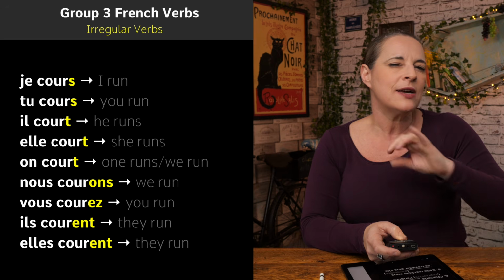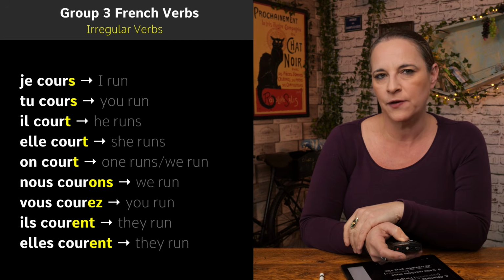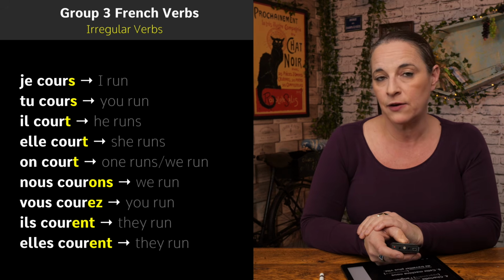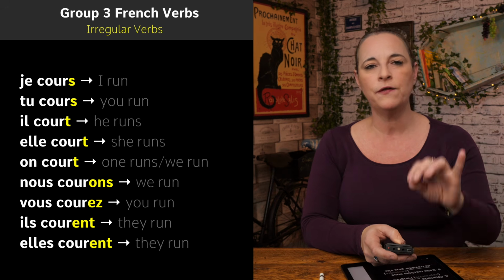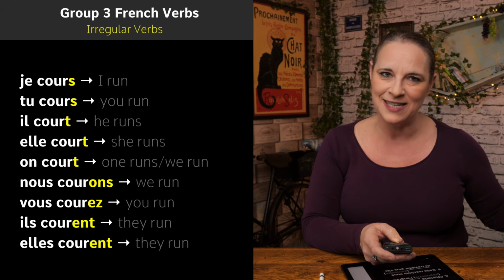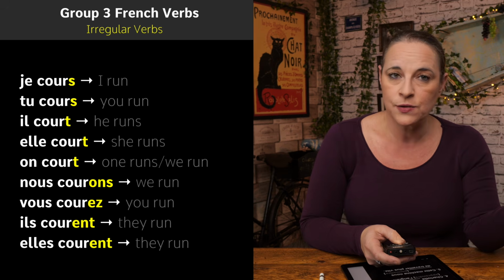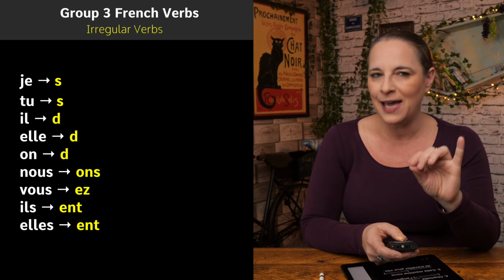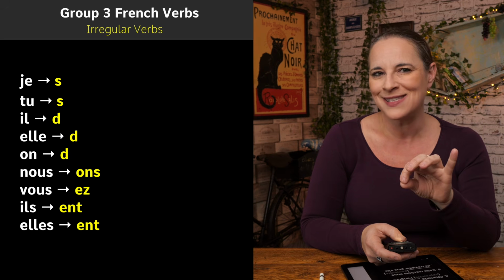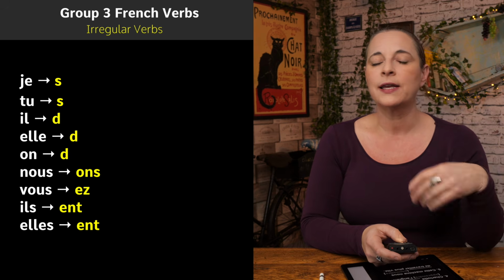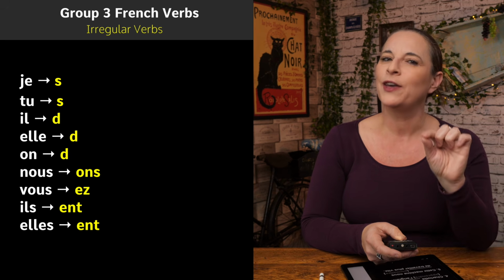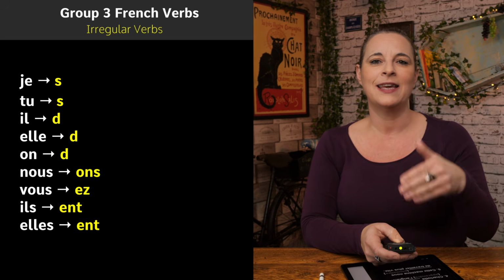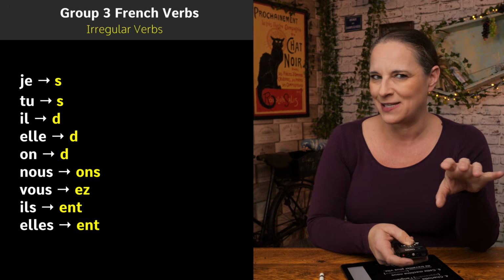Okay? Now the second type of ending for irregular verbs, and this is why it's so hard to conjugate an irregular verb, because not all of these verbs follow the same endings. Sometimes you've got the endings I've just told you, and sometimes you've got these ones. So have a look at this. For je, S. For tu, it has an S. For il, elle, on, it has a D. For nous, again, ONS. For vous, EZ, and for ils and elles, ENT. So you can see some types of patterns here.